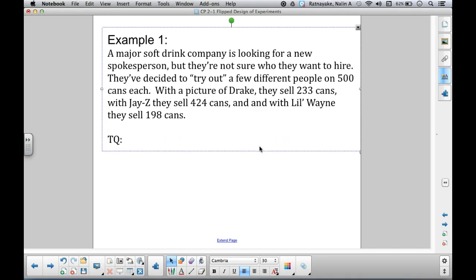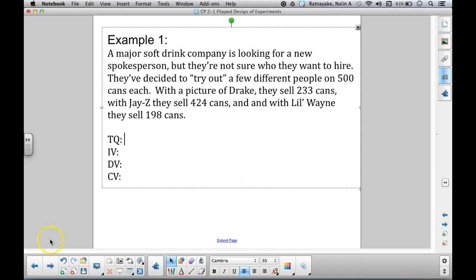Okay? I would like you to determine what the testable question is here, what the independent variable is, what the dependent variable is, and whether you can think of any control variables that we might want to have in this experiment. Okay? Pause the video and try out this example. Okay, let's see how you did.